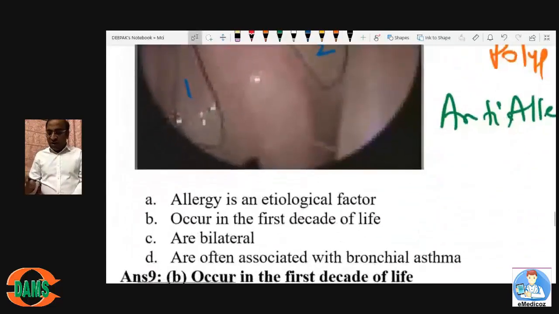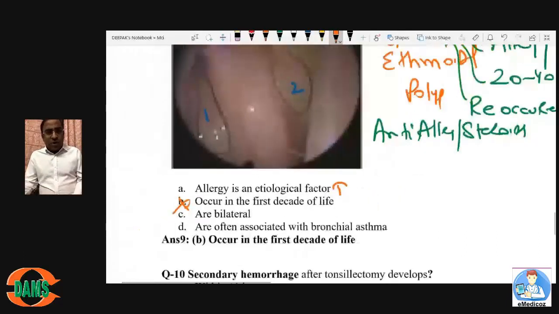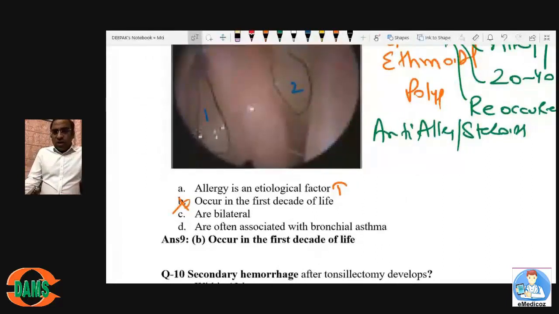The first option, allergy is an etiological factor. True. Occurs in the first decade. No, it is somewhere 20 to 40 years. False statement. Are bilateral. True. They are often associated with bronchial asthma. Yes, absolutely, because of the allergic factor, they have an association with bronchial asthma. Am I understanding? Bilateral polyps, bronchial asthma, sensitivity to aspirin drugs, Samter's triad. All these things are waiting for you.